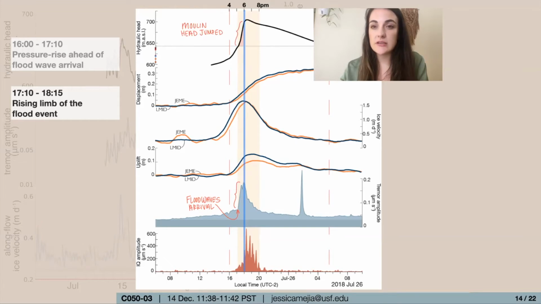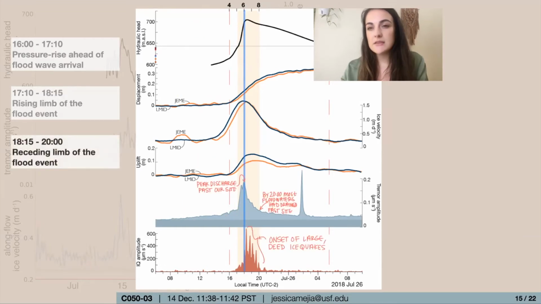It was increasing at the fastest rates observed. We see our sliding speeds increase and approach peak event speeds. And we see the fastest rates of uplift observed. Peak discharge past our site was coincident with extremely high moulin water levels and peak sliding speeds. And at this point, uplift started to increase more slowly.